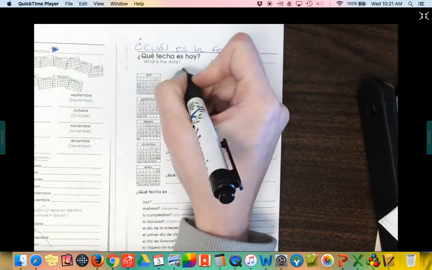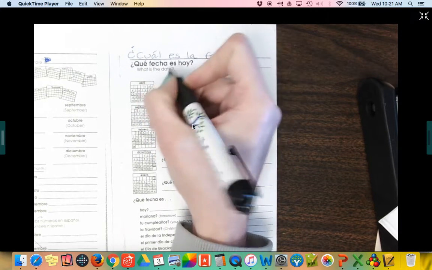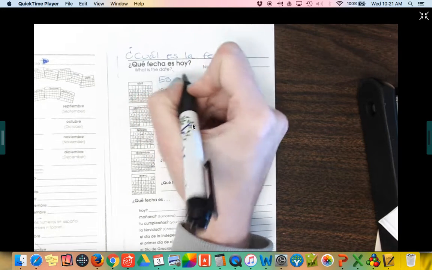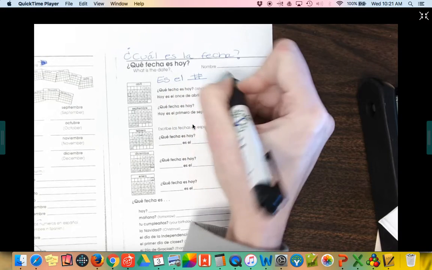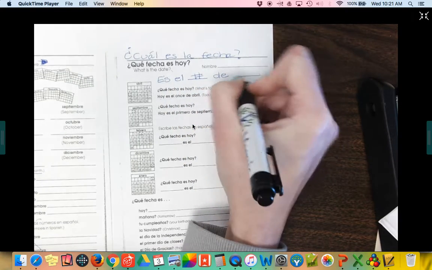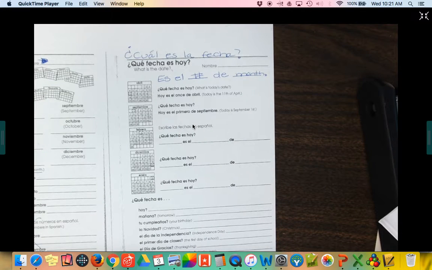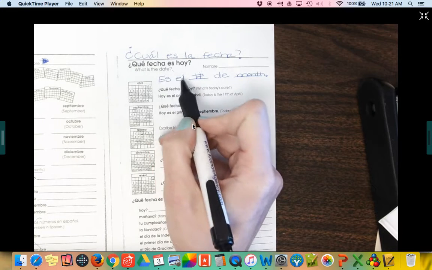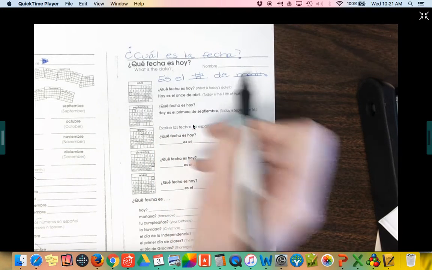Okay, so the structure, the formula. Everybody does formulas in math class sometimes. You guys learn formulas. The formula for writing the date in Spanish is, you guys do this every day: el, the number, de, and then the month. So go ahead and write that up there. Hey, Eli. So it is the 3rd of May. Es el 3 de mayo.